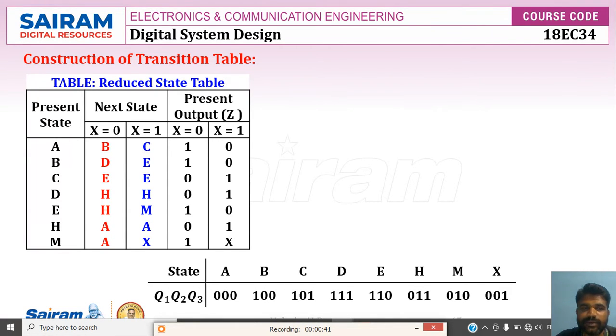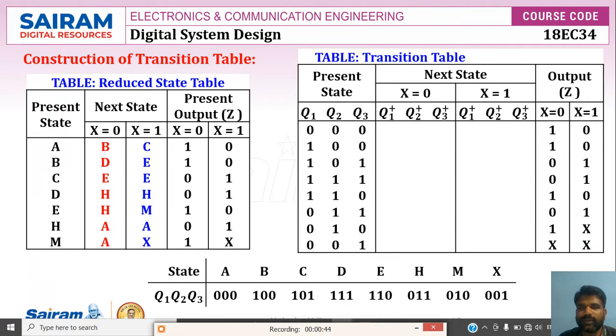What is assignment table? We'll write transition table. Again, we know transition table consists of present state, next state, when x is equal to 0, x is equal to 1, and output. So this output is just copied here. Okay, output is same. So here q1, q2, q3 are the present state variable. q1 plus, q2 plus, q3 plus are the next state variable when x is equal to 0, and similarly when x is equal to 1. Clear?